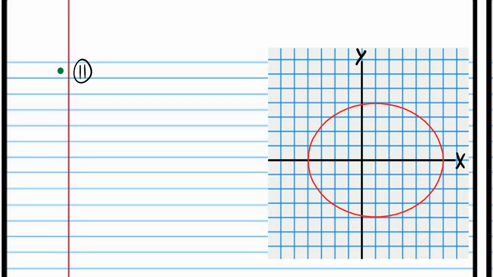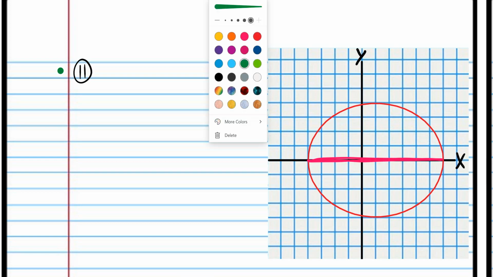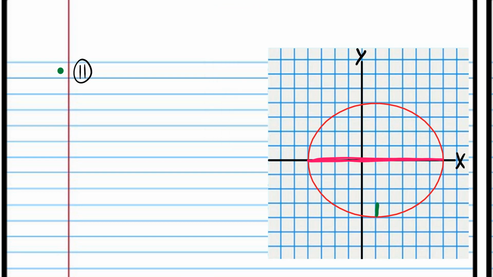Now, the major axis, if you look at the pink there, that's the major axis. How do I know that? Well, because it's longer than the green minor axis. This is the green minor axis. The pink is longer than the green. So what that means is that the vertices are at these endpoints here. You see those red endpoints? Those are the vertices.